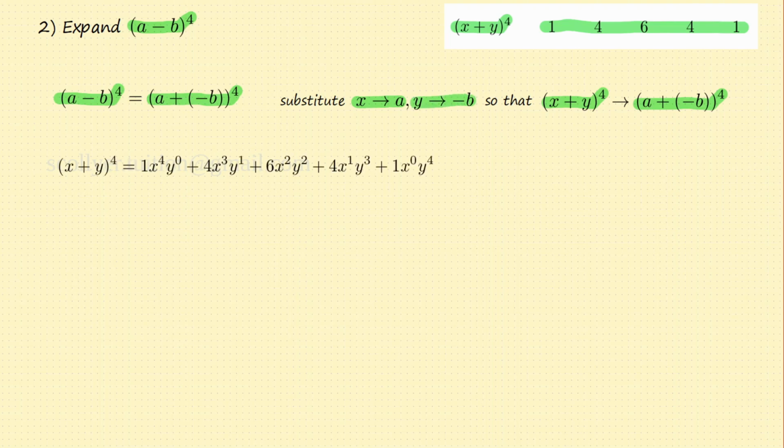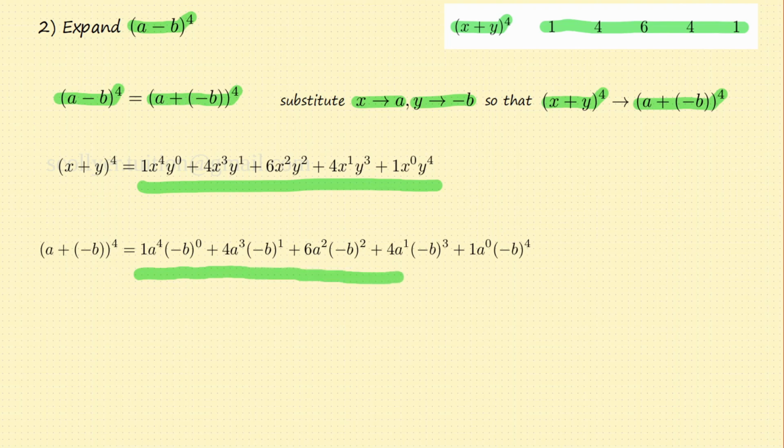Now we've seen that (x + y)^4 can be expanded using the coefficients from Pascal's triangle and the rule for the powers of x and y into this expression here, which is written in unsimplified form. When we make the substitutions x goes to a, y goes to minus b, this turns into this expression, where x has been replaced by a and y has been replaced with minus b wherever it occurs.